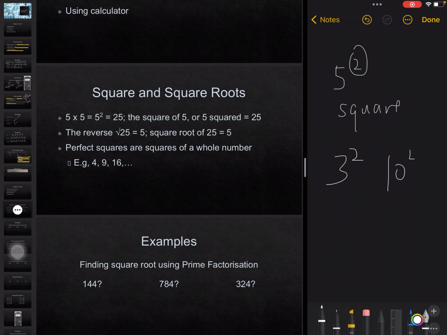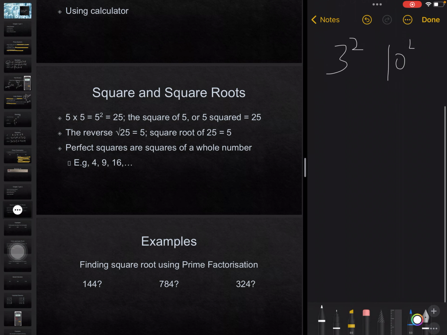Okay, so the reverse, we will have square root. This is the square root sign. So the reverse of 25, which is square root of 25, will be equal to 5. So square root of 25 equals 5.